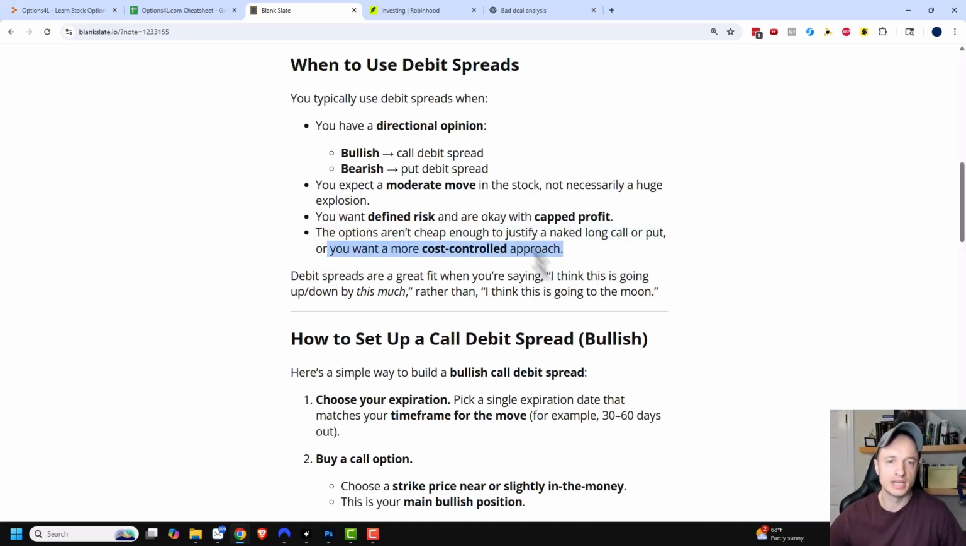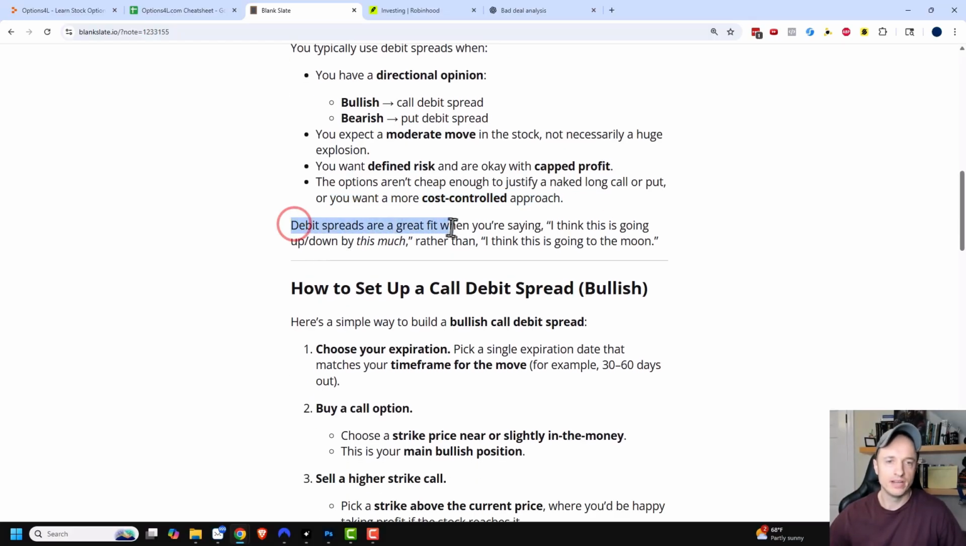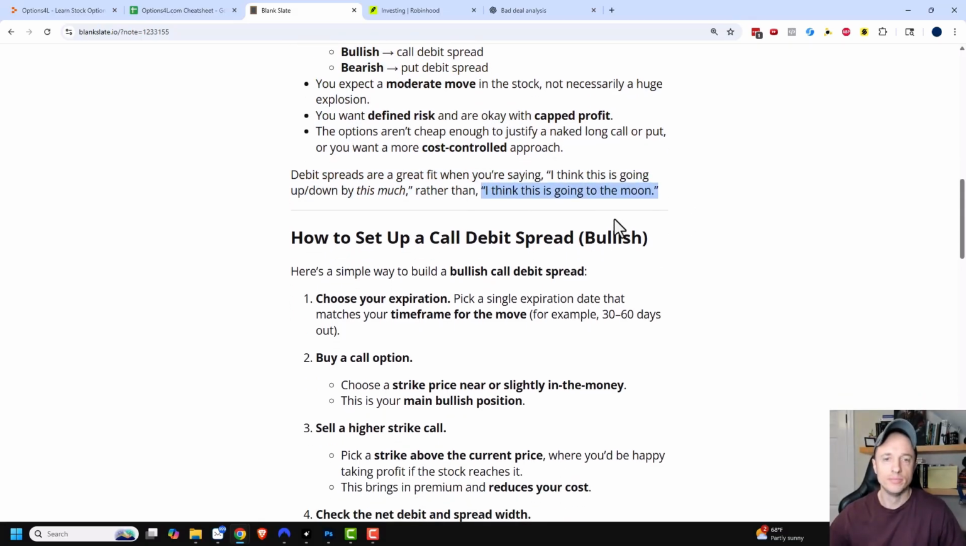So these types of trades can be good for smaller accounts. If you only have a few $1,000s in your account, you can do debit spreads, even with small accounts. Now, debit spreads are a great fit when you're saying, I think this is going up or down by this much, rather than, I think this is going to the moon or crashing to zero, depending if you're bearish or bullish.